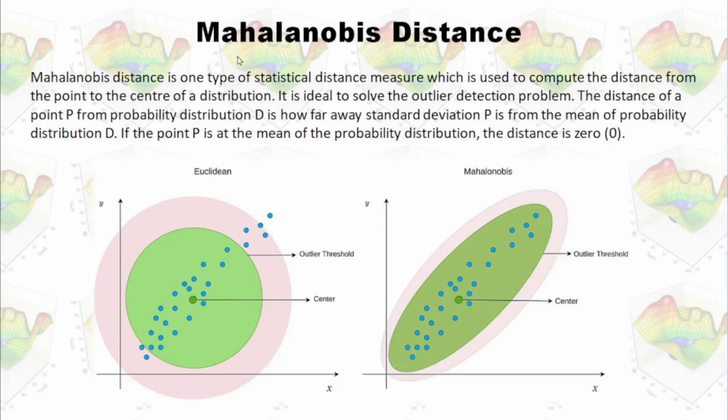So, Mahalanobis distance is ideal to solve the outlier detection problem. The distance of a point P from probability distribution D is how many standard deviations P is away from the mean of the probability distribution D. Later, I'll show you how to detect outliers with this Mahalanobis distance in Python.